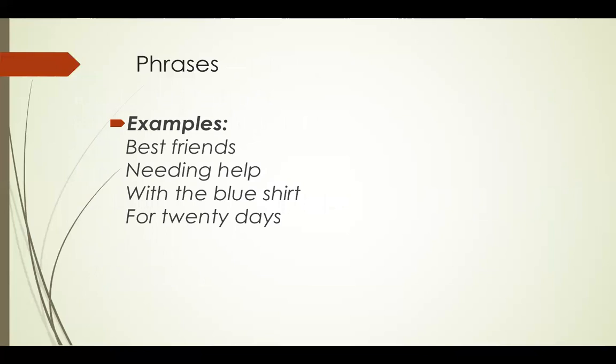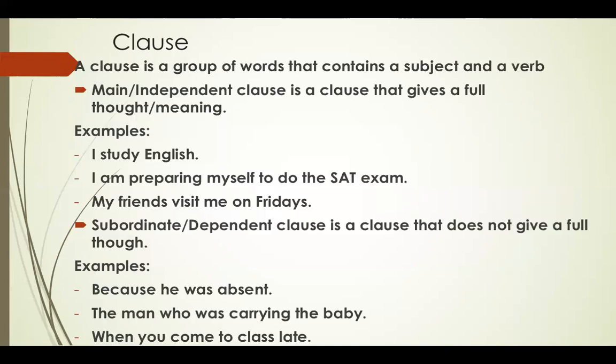So you say the man with the blue shirt or in the blue shirt. For 20 years, he's been studying English. Basically, the sentence stands alone. He's been studying English. But when you add for 20 days or for 20 years, you add more specific information. You make your speech, your writing clearer.